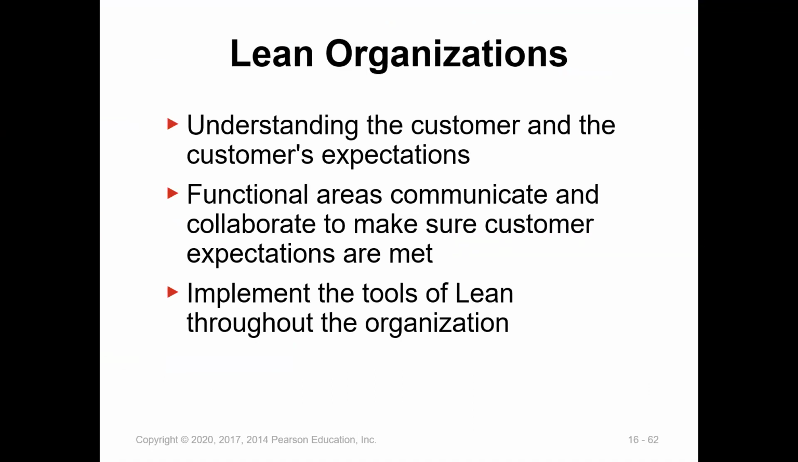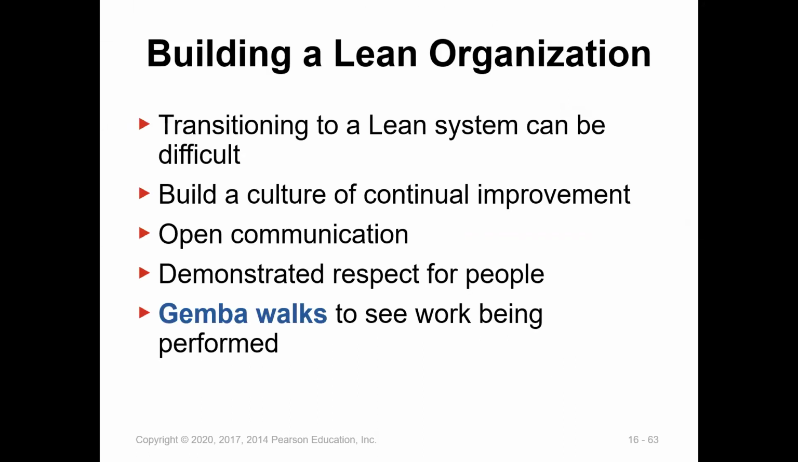You know, the lean organization means understanding the customers and customer expectation, and functional areas communicate and collaborate to make sure that's the goal. You know, we want to make sure that we meet the customer expectations, what our customer expects from our product or service.